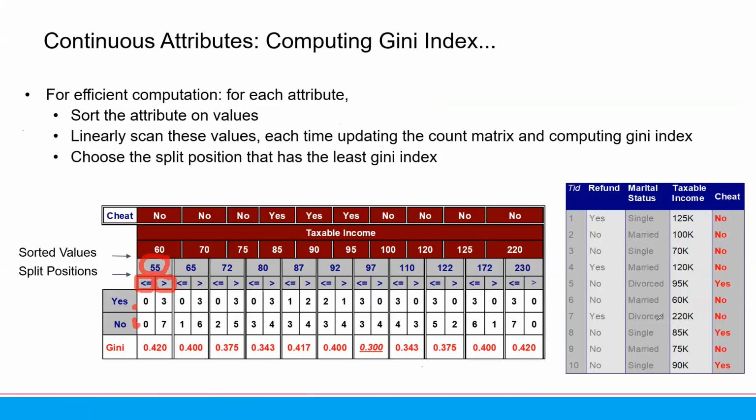Let's see. The minimum is 60. So less than or equal to 55 will be 0 and 0. What about higher than 55? Yes, yes, yes. So there are 3 yes. What about higher than 55 and the class is no? Then we have 1, 2, 3, 4, 5, 6, 7. So we have 7 no.